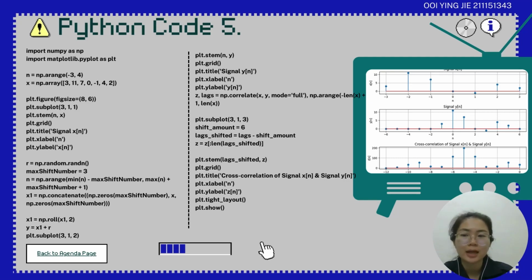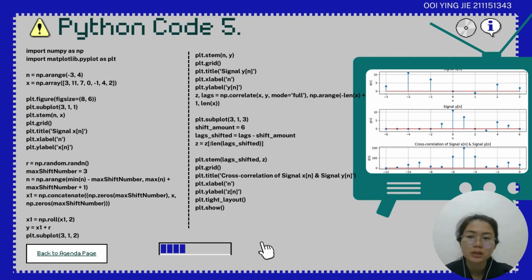Shift the legs array to move a particular value, 213.979 in this case, to the left by a specified shift amount. Then truncate the Z array to match the length of the legs shifted array. Plot the cross correlation results in the third subplot, showing the cross correlations of signal xn and yn.